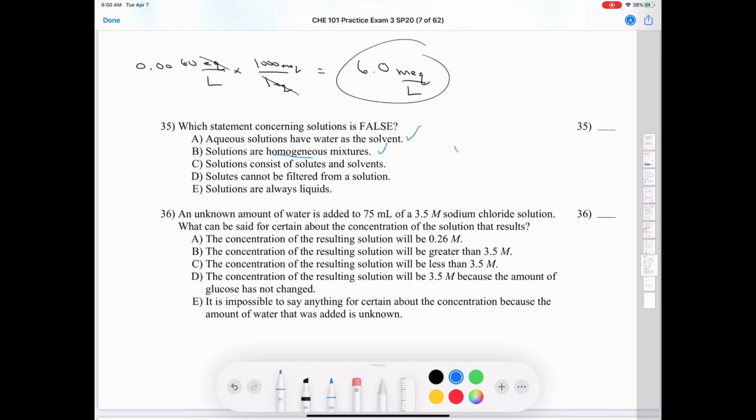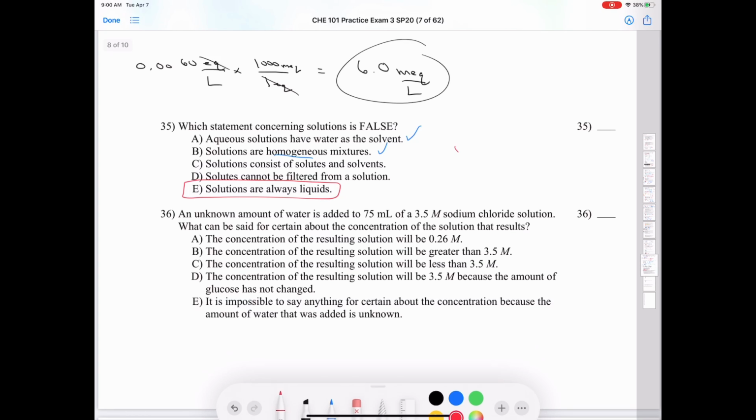And then E, solutions are always liquids. That's not necessarily true. A solution could be a mixture of gases, or it could be a mixture of solids. For example, the air that we breathe is a solution. It's a solution of nitrogen, oxygen, and several other gases.